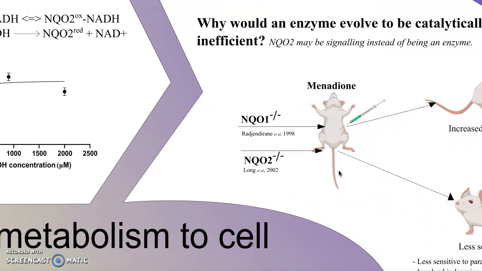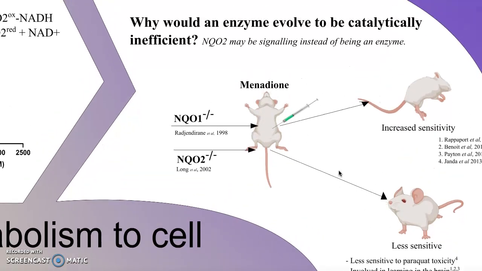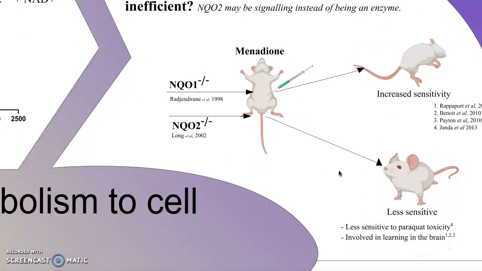Then we asked the question, why would an enzyme evolve to be catalytically inefficient? We think that NQ2 evolved to signal instead of being an enzyme. The consequences of NQ1 loss are very different from that of NQ2. In mice treated with menadione, which is a quinone substrate for both NQ1 and NQ2, when NQ1 was knocked out, these mice had increased sensitivity to the toxic effects of menadione, which is consistent with NQ1's role in quinone detoxification.